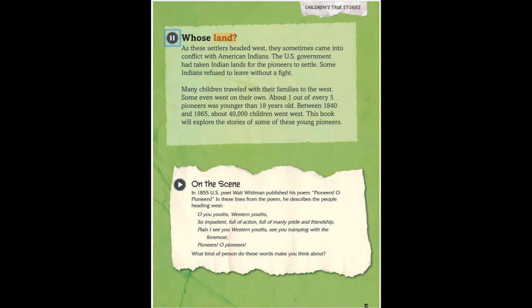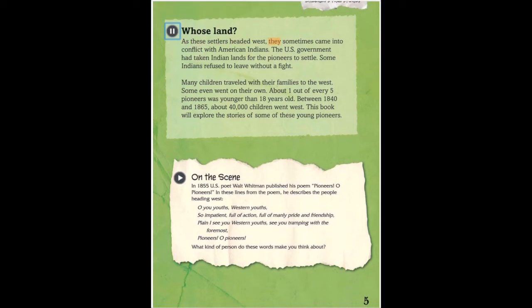Whose land? As these settlers headed west, they sometimes came into conflict with American Indians. The U.S. government had taken Indian lands for the pioneers to settle. Some Indians refused to leave without a fight. Many children traveled with their families to the west. Some even went on their own. About 1 out of every 5 pioneers was younger than 18 years old. Between 1840 and 1865, about 40,000 children went west. This book will explore the stories of some of these young pioneers.